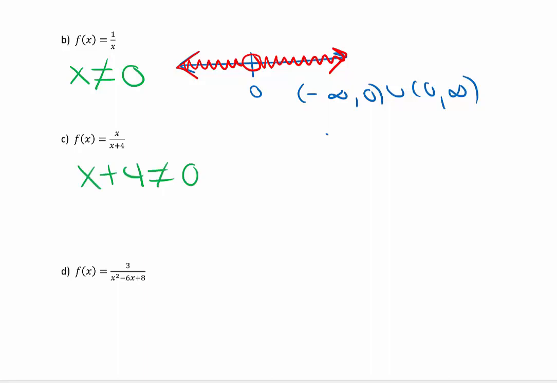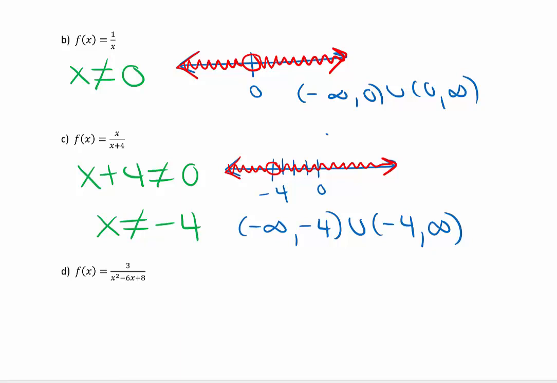Part C is also a rational function. So we do the exact same thing. We look at the denominator. That cannot equal 0. If I subtract 4 from both sides, I get x cannot equal negative 4. So on the number line, we're talking about every single point except for negative 4. So we write that as two intervals, everything from negative infinity to negative 4, and everything from negative 4 to infinity. Notice I have parentheses at the negative 4. That's important because negative 4 is not in the domain.